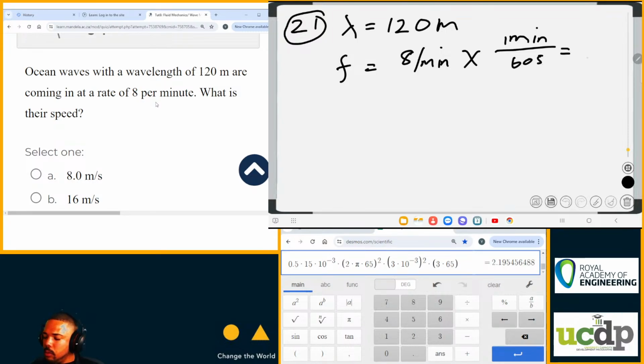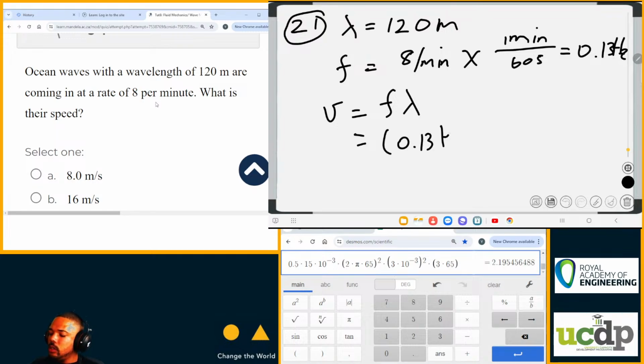And that gives us 0.13 hertz. That's the frequency. So we have wavelength and frequency. They want the speed. We know that speed is equal to frequency times lambda, the wavelength. So frequency is 0.13 hertz multiplied by the wavelength of 120 meters. If you work it out in your calculator, you should get an answer of approximately 16 meters per second.